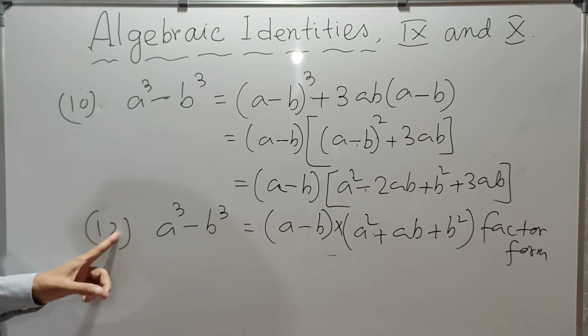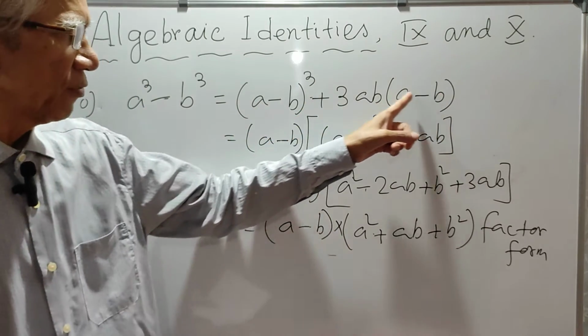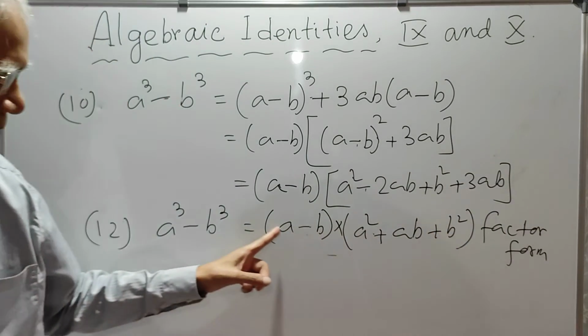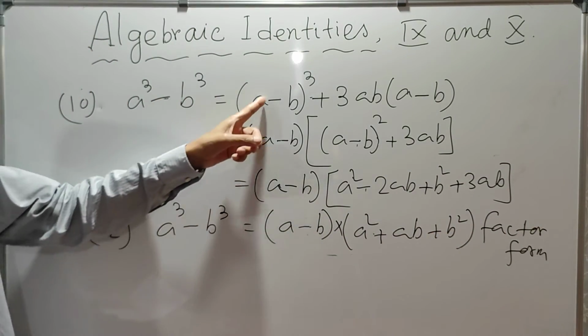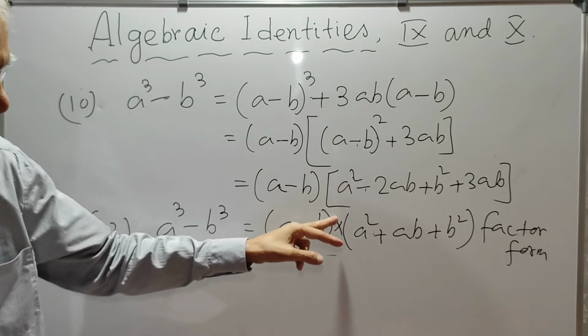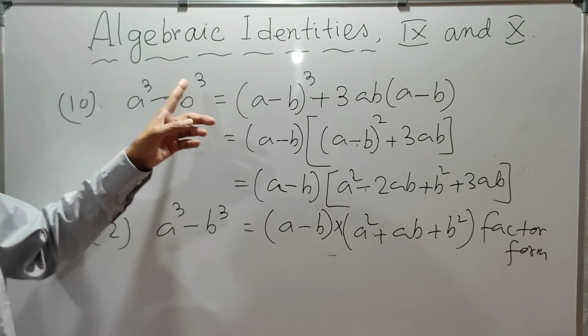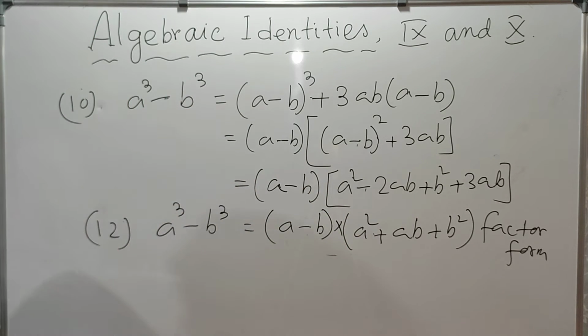So the 10th identity and the 12th identity are both a cube minus b cube. But this is the ordinary, general form, and this is the factor form. So what is the general form? A minus b whole cube plus thrice ab into a minus b. From this we derive the factor form. So what is the factor form? A minus b into a square plus ab plus b square. You have to remember both forms so that you can do sums easily. So this is the 12th identity.